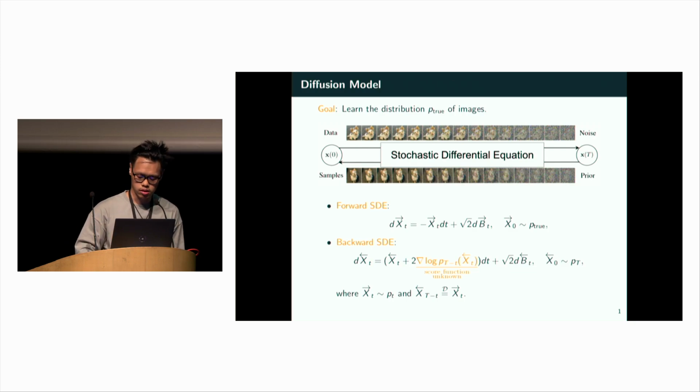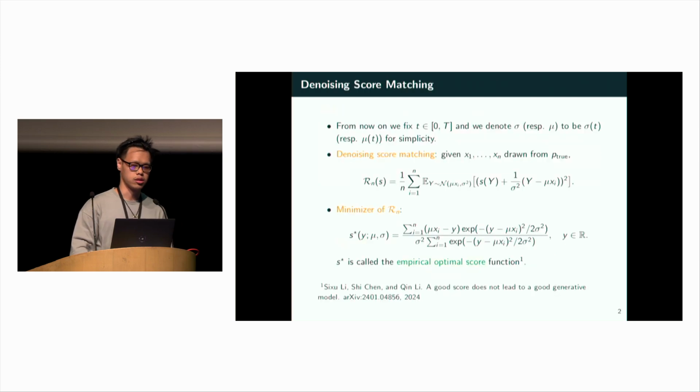So to learn the score function, a commonly used objective is denoising score matching. For now, for simplicity, we'll fix t, and we'll denote σ and μ to be σ(t) and μ(t) for simplicity.